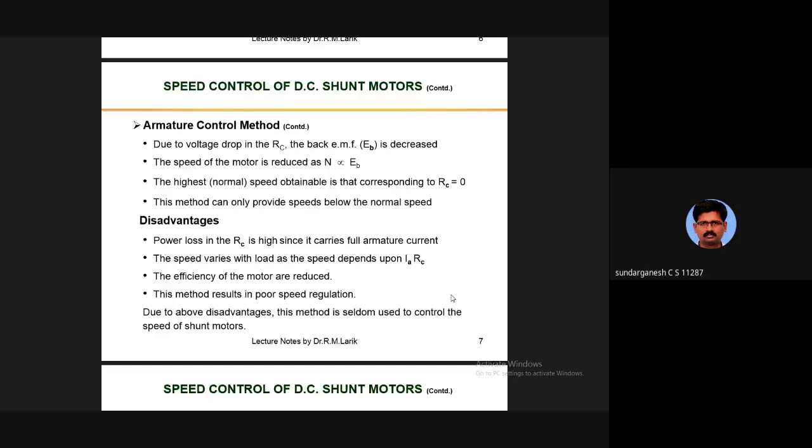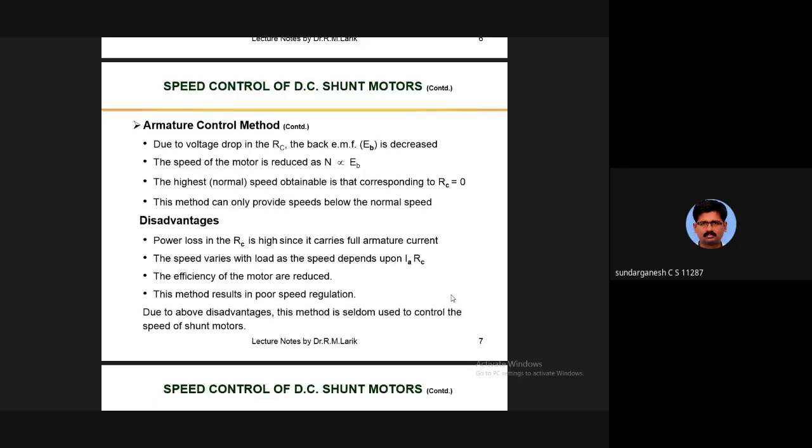So what are the disadvantages of this method? We are using a controller resistance, so there will be some voltage drop. There is some heat loss also. There is a power loss in the controller resistance, and it is also very high. Power loss means it is a loss only, so economically it is a loss.